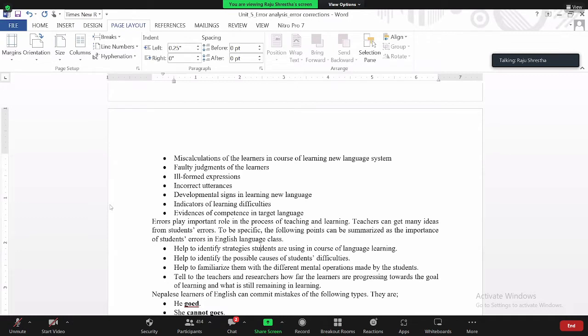मैले चाहिँ past form मा चाहिँ ed पढाको बच्चाले irregular verb मा पनि ed राखिदियो, उले overgeneralize गरिदियो के हैन भन्ने कुराहरु चाहिँ टिचरलाई चाहिँ knowledge हुन्छ. So errors help teachers to identify what kind of strategy students are employing in course of learning. One thing. And errors help us to identify the possible causes of students' difficulties.